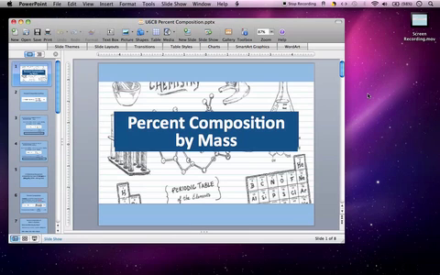All right, so you should be able to use the percent composition by mass formula to figure out the percent composition by mass of elements in different compounds, or water when we're dealing with a hydrate.